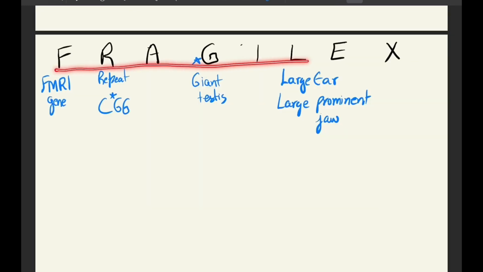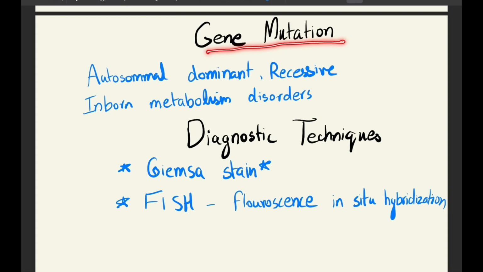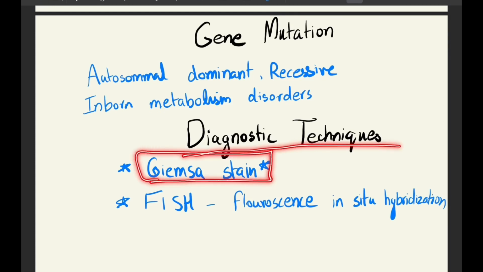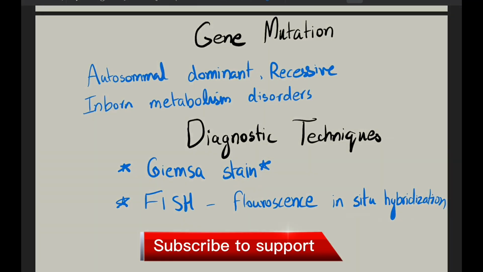Next is Fragile X syndrome. For F, we have FMR1 gene. For R, we have repeat CGG pattern. For G, we have giant testes. For L, we have large ear and large prominent jaw. Next are gene mutations, which we will discuss later. These are autosomal dominant or recessive inborn metabolism disorders. And for diagnostic techniques, you should remember the name of Giemsa stain, which is used, and FISH technique, which is fluorescence in situ hybridization.